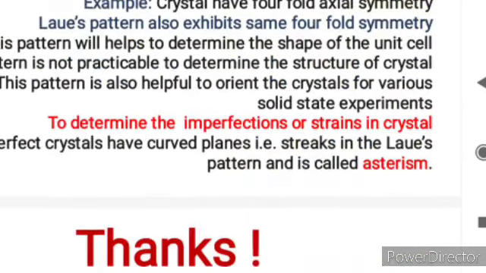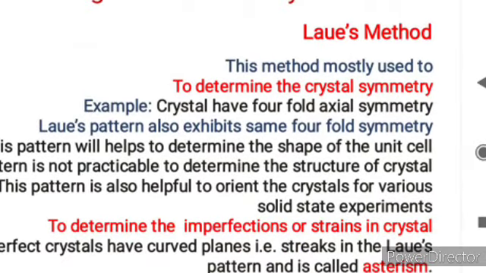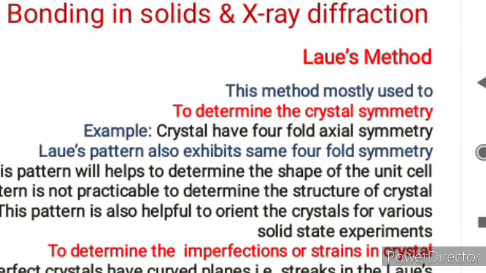So Laue's method is basically used to determine the crystal symmetries when you put an X-ray beam of nearly 2 angstrom on a crystal of 1 by 1 by 1 mm size. As an example, if a crystal has fourfold axial symmetry, definitely the Laue pattern will exhibit the same pattern; fourfold symmetry will definitely be on your film.